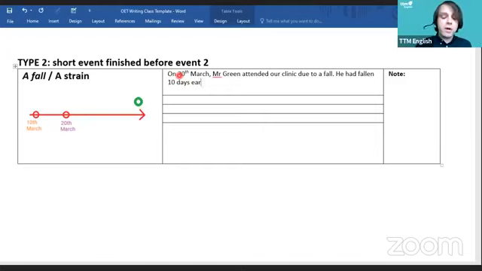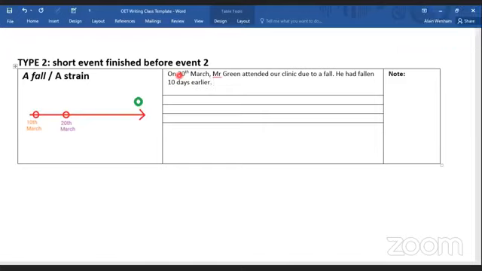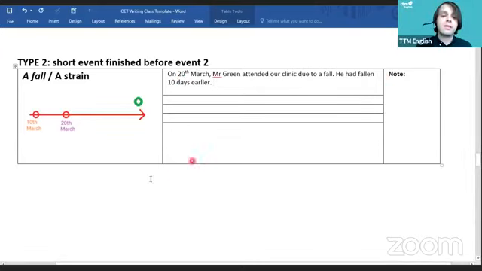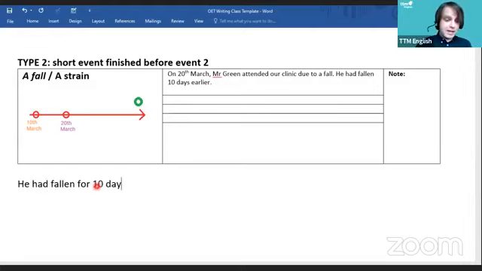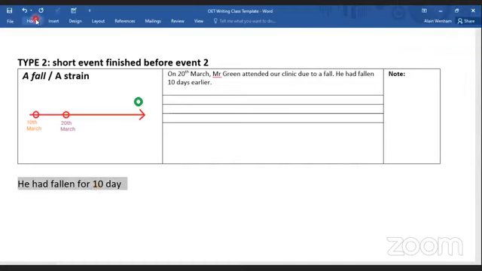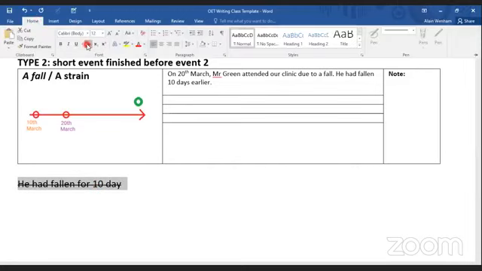Should we use since and for here, guys? No. I can't say he had fallen since. Why not? It's a finished action. He had fallen for 10 days? What does that mean? It's quite a funny thought. It's like he's falling for 10 days. Okay, good.